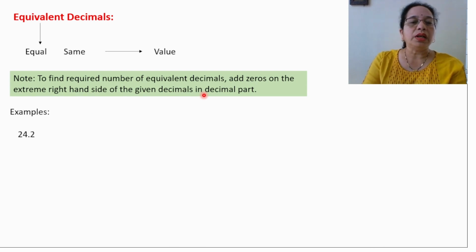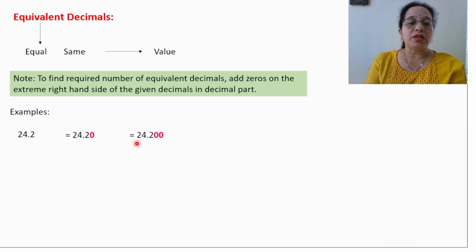What does it mean? Take one example, 24.2. How to get the equivalent decimal? We will add 0 on the extreme right hand side after the decimal. So the equivalent decimal will be 24.20. Now someone says, I want to add two zeros. Okay, you can add two zeros also on the extreme right hand side. Again the value is same.